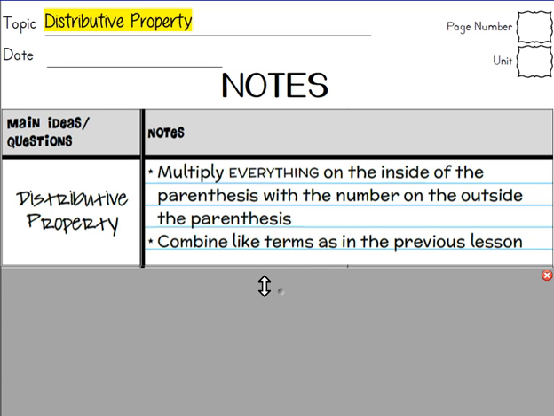So when we are working with the distributive property, these are the steps that we need to follow. We want to multiply everything on the inside of the parentheses with the number on the outside of the parentheses. Afterwards, then we're going to combine like terms, just as we did in the previous lesson.